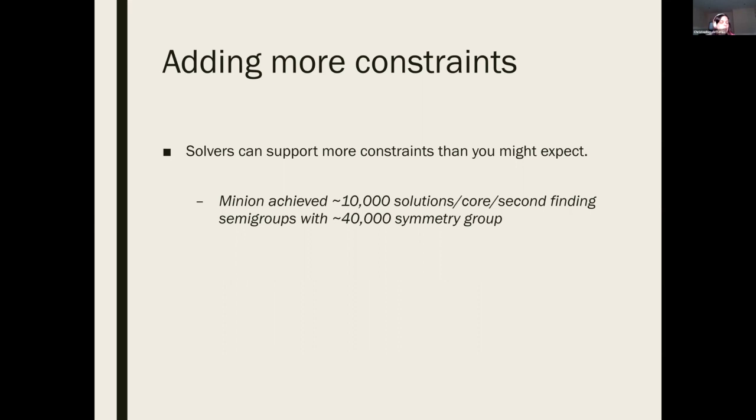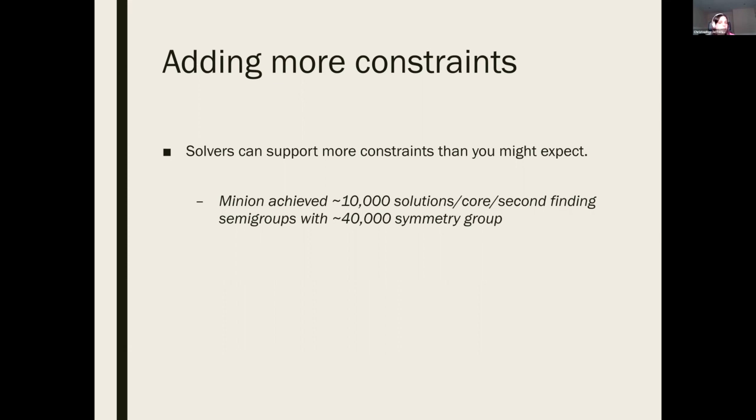SAT solvers are similar. I've given Minion 250,000 symmetry breaking constraints. It only produced like 10 solutions a second. The problems were very easy, by the way. It doesn't solve everything at 10 solutions a second, but it works, and if you really need to know, you can do it. So don't underestimate how many Lex constraints you can add to a solver. Lex constraint propagators are very, very fast.